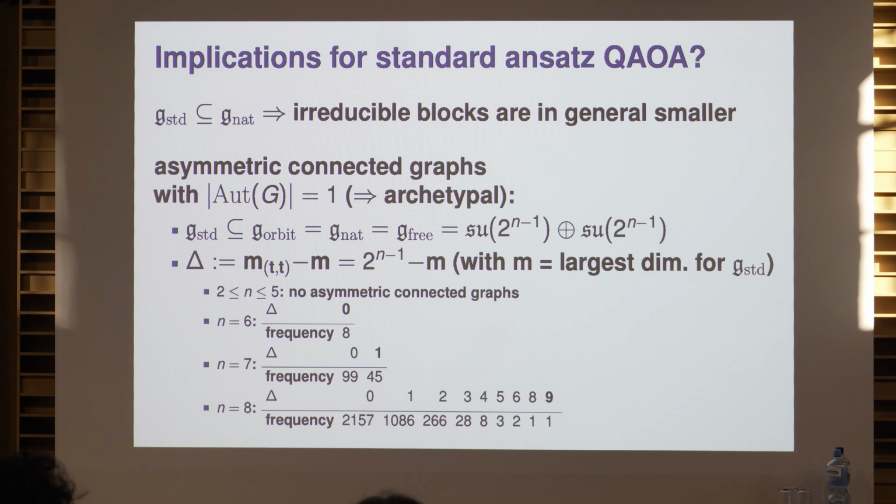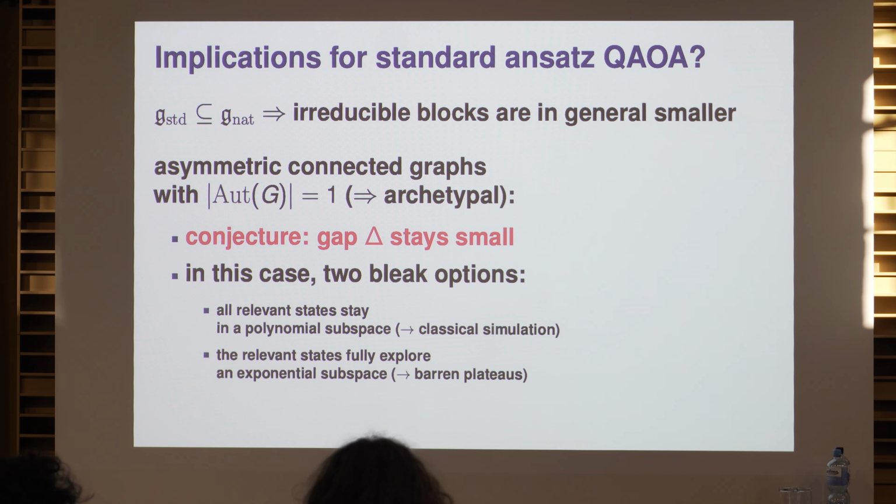For us, this is a bit the basis. Obviously this data is not enough to prove anything. The gap could grow exponentially with n. It's not ruled out here. But from the other data we have seen, we are conjecturing that this gap stays small. We have this conjecture, and then we have two potentially, but not the only, bleak options. All relevant operators stay in a polynomial subspace. Then we have classical simulation.